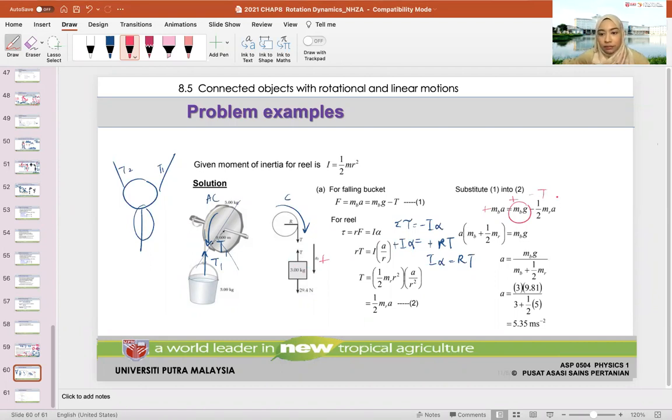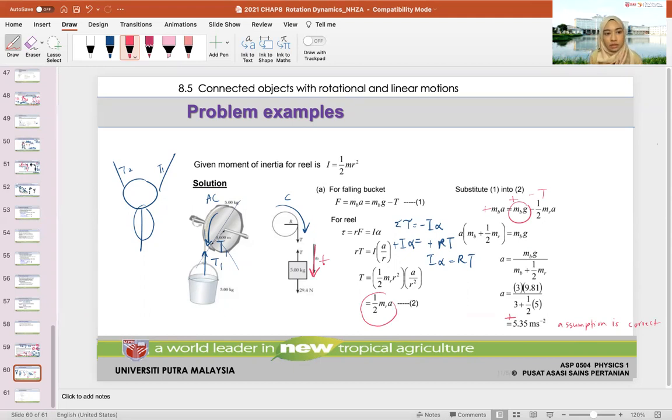Tension will be negative. So minus T, the T, they substituted this guy. Minus 1 over 2 MRA. And then they solve it, they got 5.35. They got a positive answer. Assumption is correct. Assumption is correct. Walaupun convention sign orang lain. What was the assumption? The assumption was going down. A is going down. Betul.